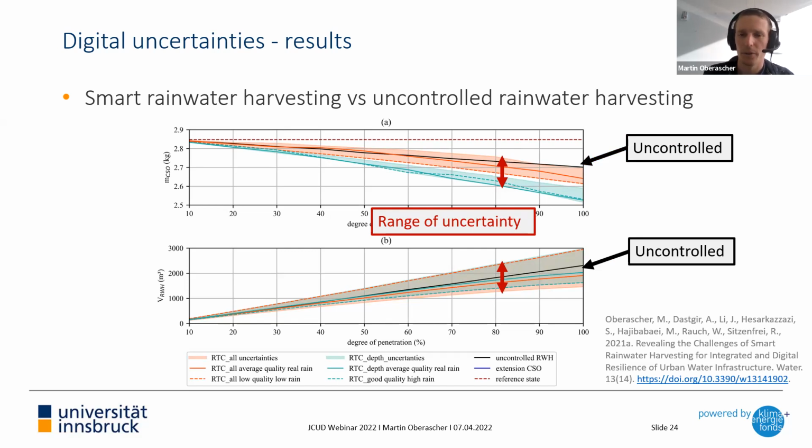And third, in this figure, the hatches indicate all the simulated scenarios, also in comparison with the uncontrolled rain barrels. And as you can see, it needs a careful implementation of the smart rainwater harvesting, also in combination with the existing infrastructure, to provide an advantage over uncontrolled but often used rainwater harvesting systems.